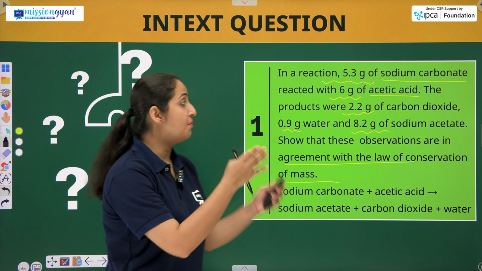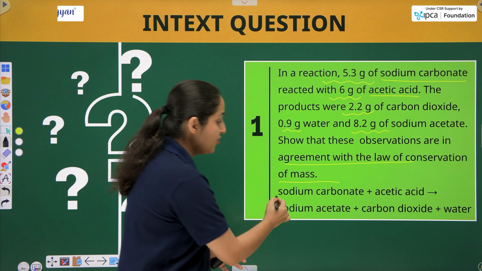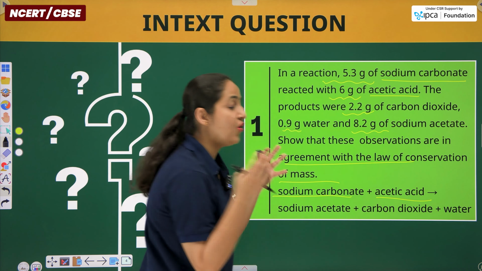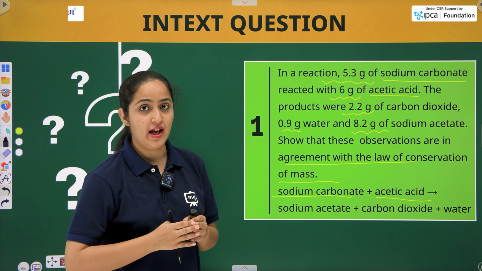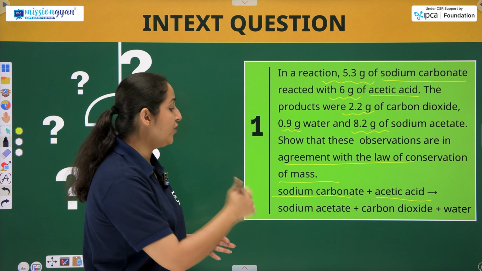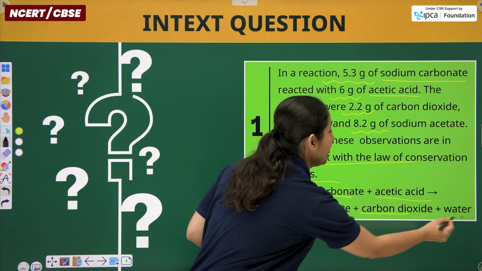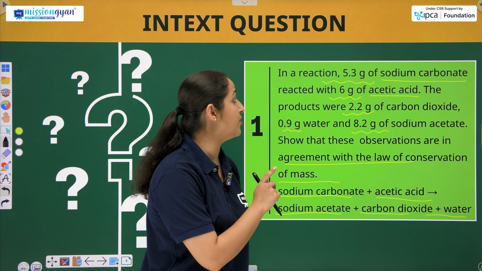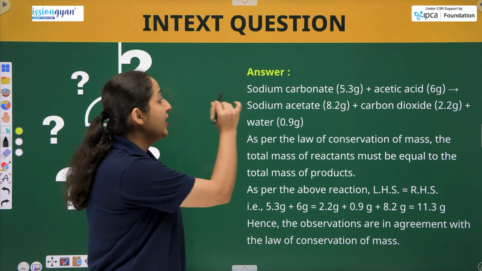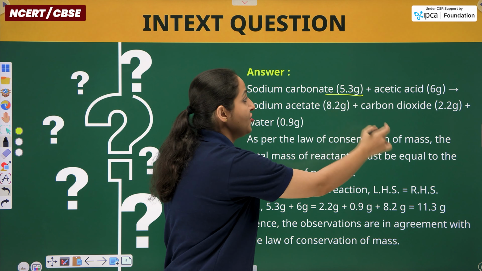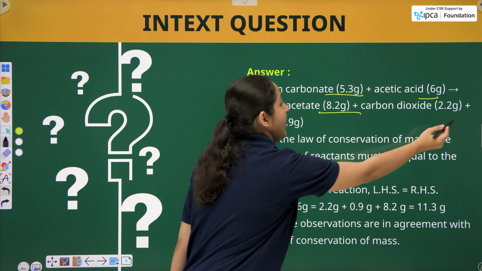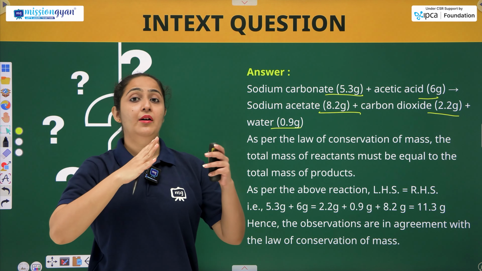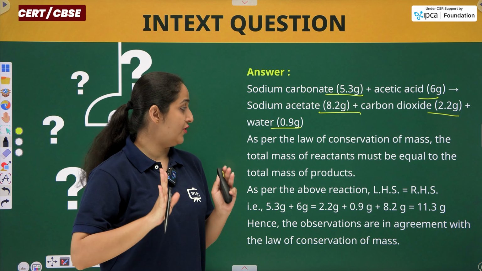That means the mass on the reactant side. So these are the two reactants. If you add the masses of these two reactants, it should be equal to the total mass of the product. So you have to add the masses of the product. So how you have to go about it? Just see. Sodium carbonate is this much, acetic acid is this much, and the masses of these reactants and products, all these are given to you.